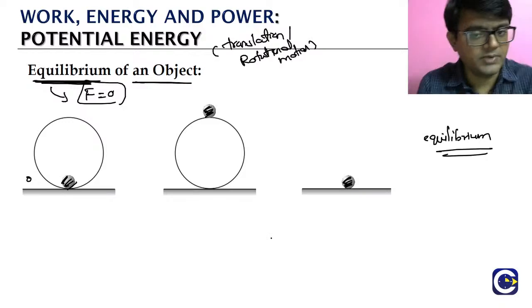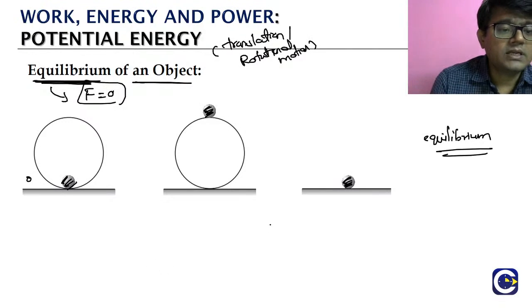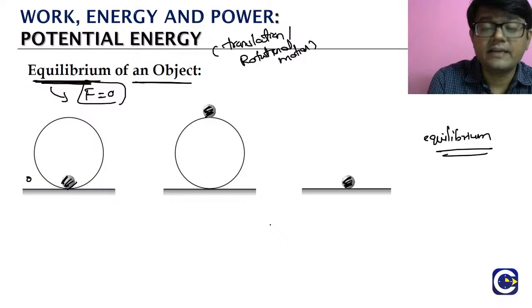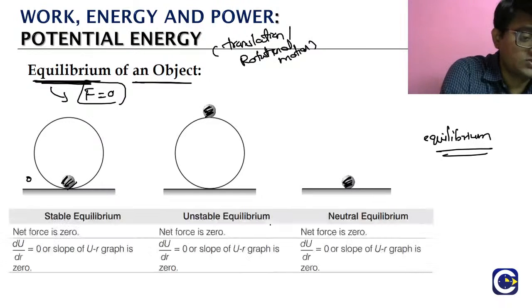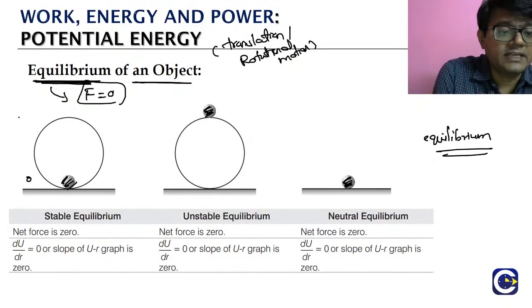All three are in equilibrium. But these three equilibria are of a different nature. Let us see how. So look at this. The one on the left side, we can call case A. This is going to be called what?